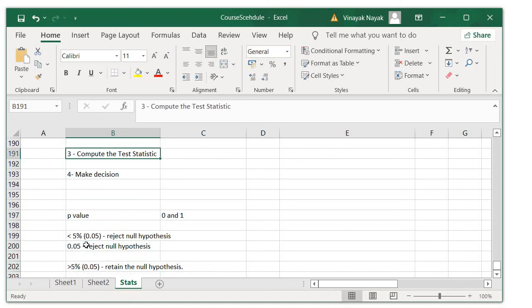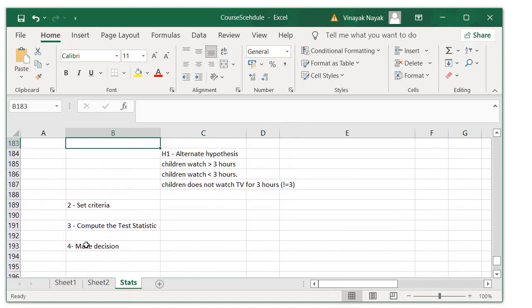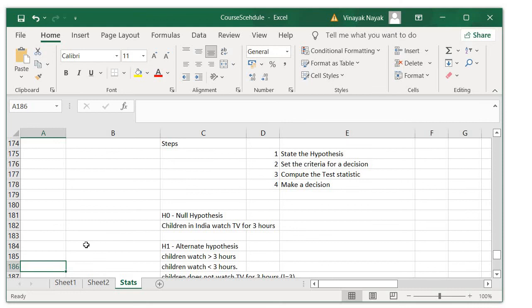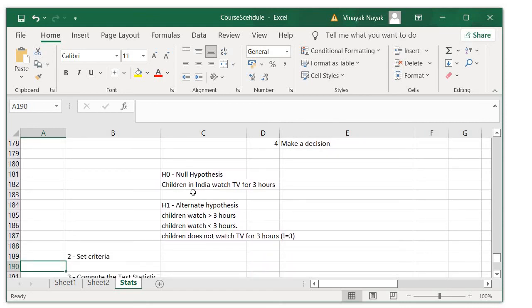Okay, so let us quickly go through the total steps that we had. If we talk about hypothesis testing, there are 4 steps. The first one is to state the hypothesis. The second is set the criteria for a decision. Third is compute the test statistic. And last one is to make a decision. So in our case, what we did is we created a null hypothesis. Our example was that children in India watch TV for 3 hours. So we considered that as our null hypothesis. It is represented by H0. Children in India watch TV for 3 hours.